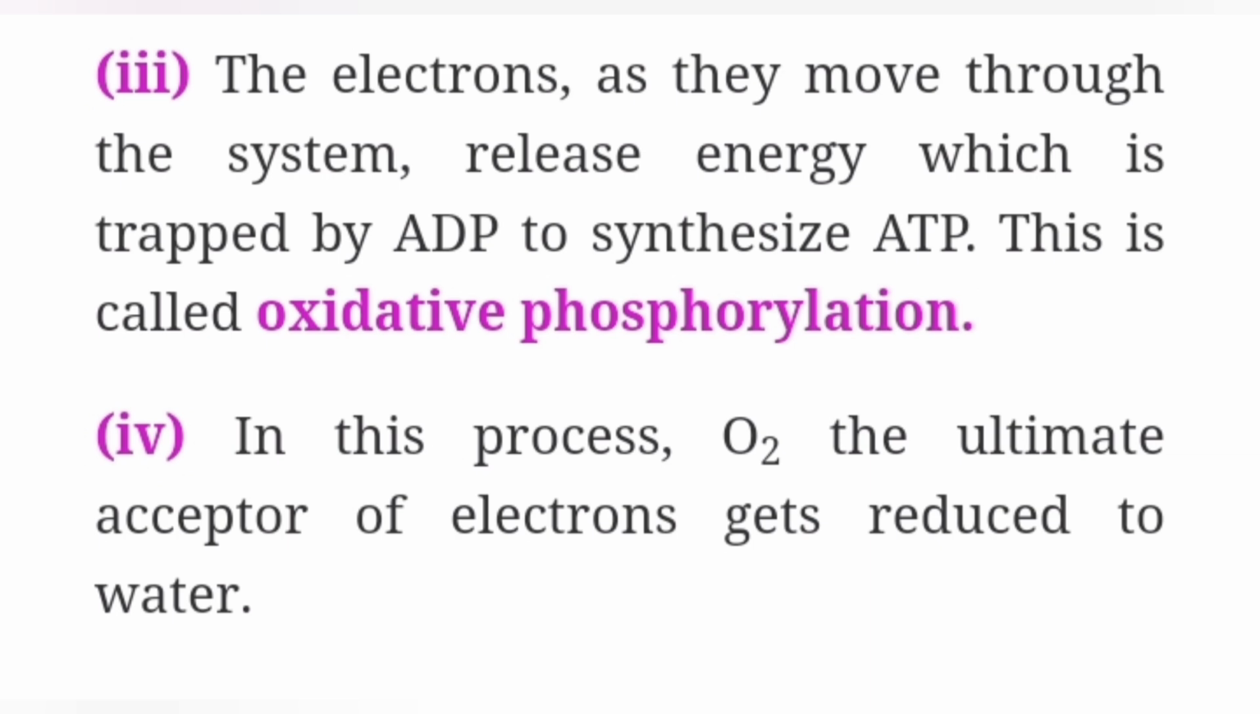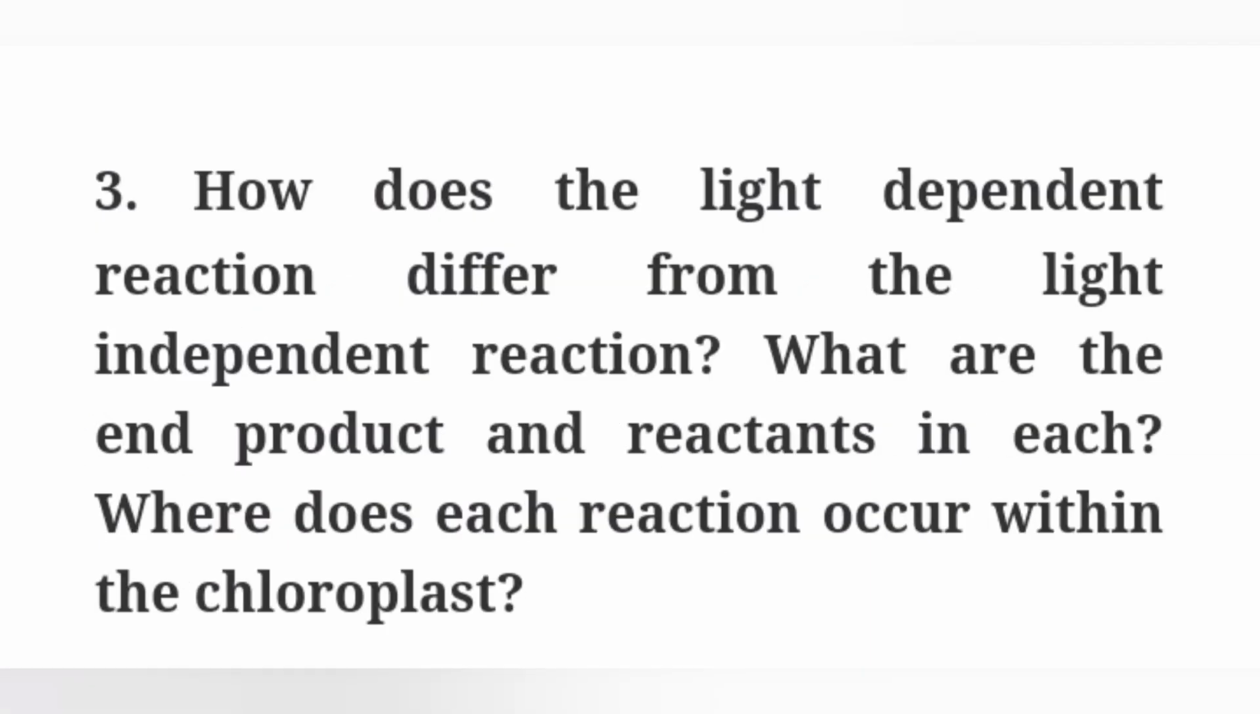This is called oxidative phosphorylation. Then fourth point, in the process O2, the ultimate acceptor of electrons, gets reduced to water. Third question, how does the light dependent reaction differ from the light independent reaction? What are the end products and reactants in each?